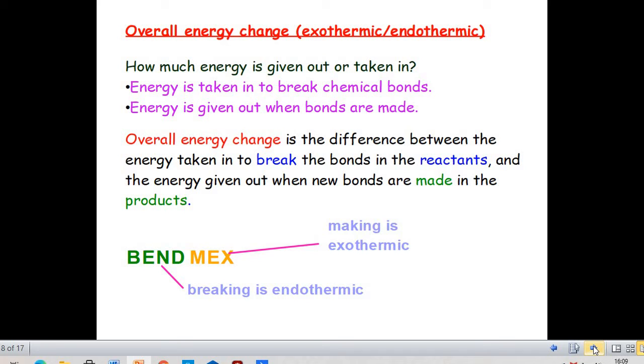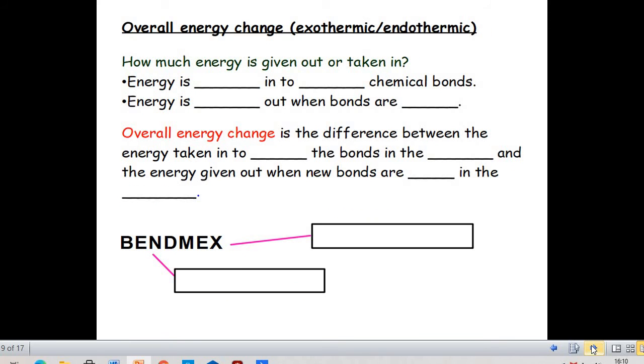Now we know, if you read the lilac colour or the purple colour, energy is taken in to break chemical bonds. And we know that energy is given out when bonds are made. You have to just know that. The overall energy change is the difference between the energy taken in to break the bonds and the energy given out to make the bonds. Now some of you might like this, and it might help you remember. Breaking bonds is endothermic and making bonds is exothermic. So endothermic, energy is taken in; exothermic, energy is given out. You've got this in your book, and you can fill it in from the previous slide.